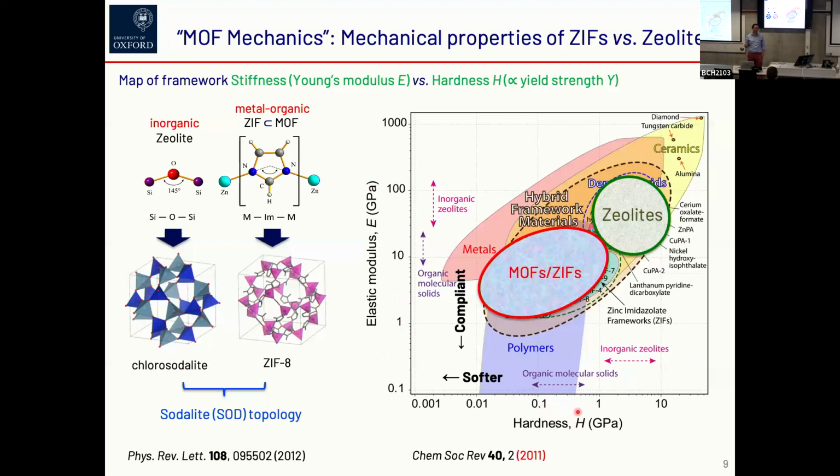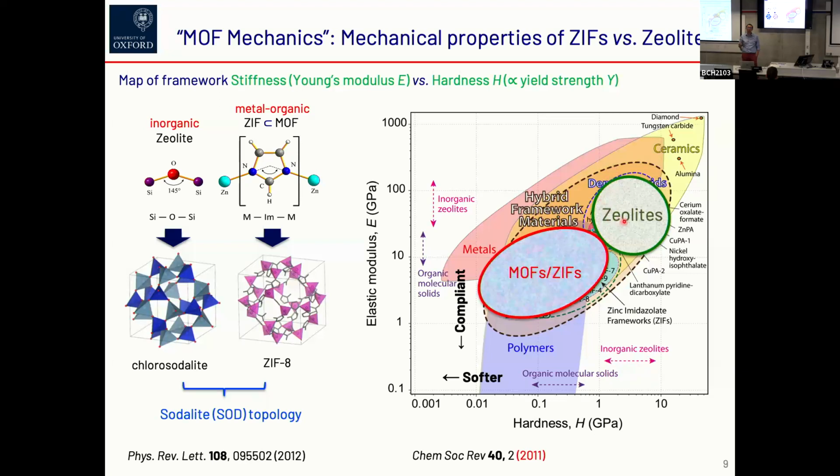So hardness, the definition is just you have a maximum stress, you divide it by the contact area. So that is the hardness. It is a measure of the plastic response of the material. So you can quickly see that for zeolites, which are inorganic porous solids, the stiffnesses are in the range of 10 to 100 gigapascals, the hardness 1 to 10 gigapascals.